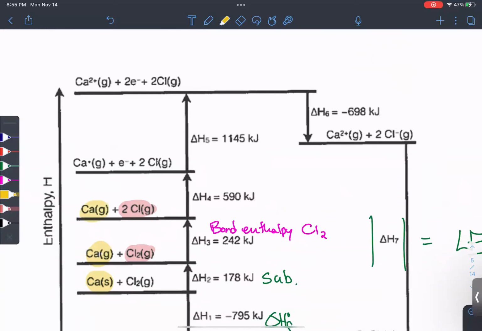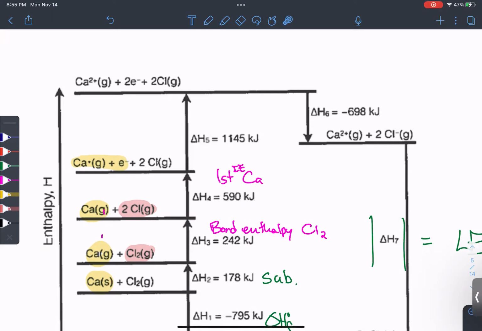Ionization energy. We're taking that calcium gas particle and ripping an electron off of it. Specifically, which ionization energy is it? It's the first one. So this is the first ionization energy of calcium. Students ask, why do we have to do the sublimation step?